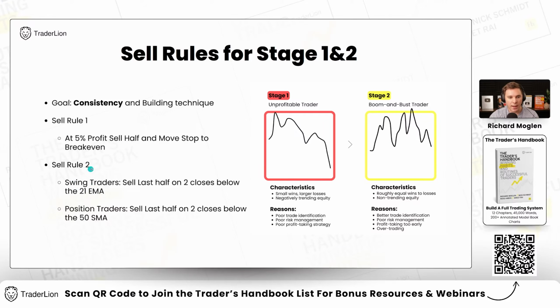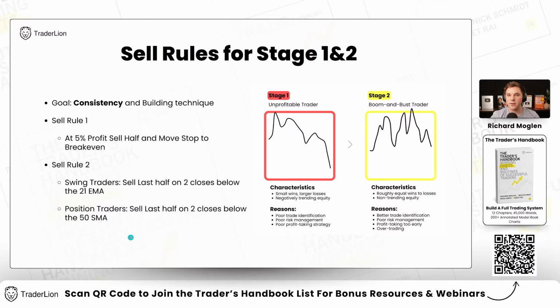The sell rule tool is divided in two based on whether you want to be a swing trader or a position trader. For swing traders, sell the last half on 2 closes below the 21 EMA. For position traders, it's basically the same exact thing, except instead of the 21 EMA, you're looking to sell on 2 closes below the 50 SMA. So again, if you want to be a swing trader, use this one. If you want to be a position trader, use this one.